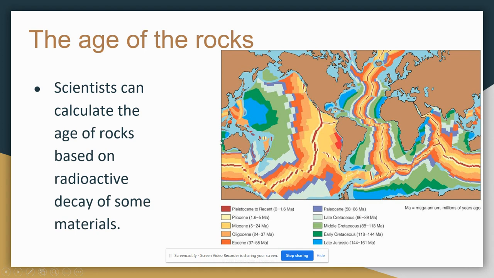And finally, scientists are able to calculate the age of rocks based on the radioactive decay of some materials. So they can actually look and see when this rock was formed, because we know when it formed it had this much of this material and now it has this much. Well, as for the age of rocks, ocean crust is a little bit different than continental crust. Continental crust is formed in different ways than ocean crust, and it's destroyed by erosion and a lot of different forces. So there's different things to consider there.